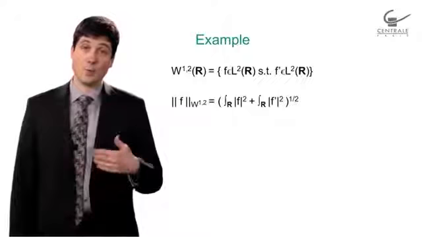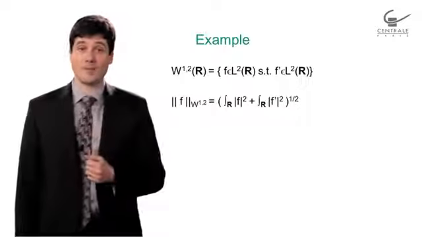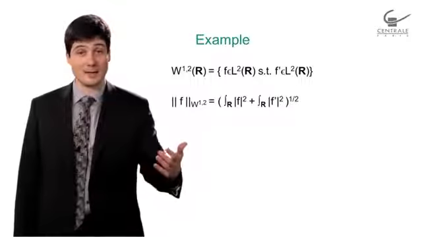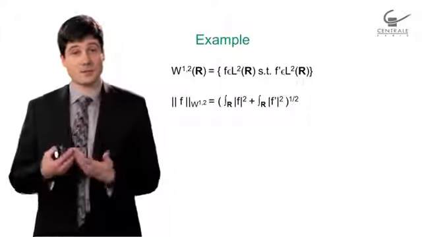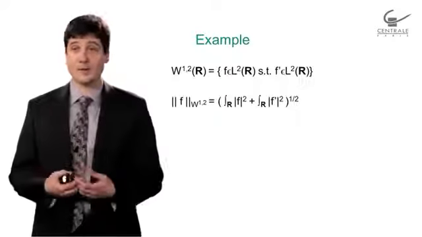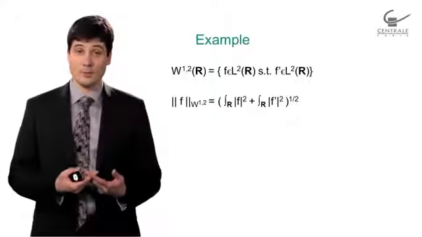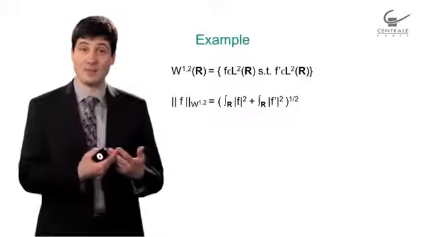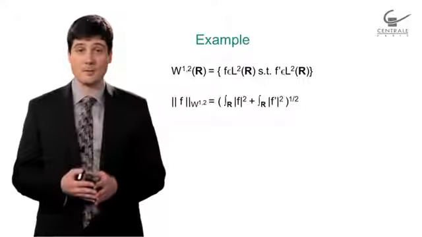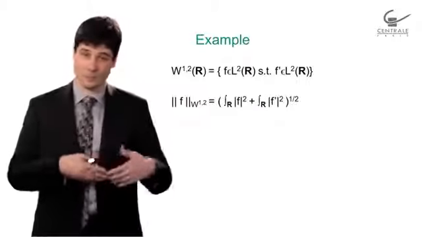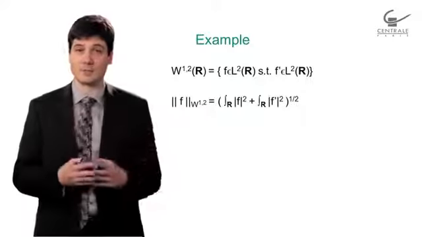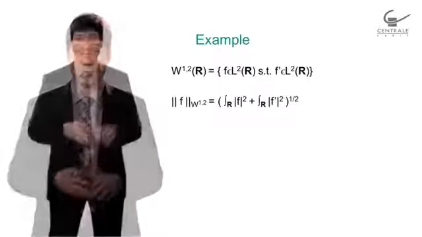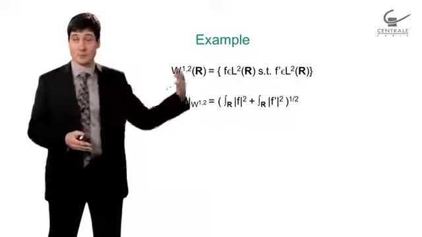If you look at W^{1,2} of R, then what you have is all of the functions f that are in L^2 of R, such that the derivative is in L^2 of R. And you can define the norm of f in W^{1,2} as the integral of the absolute value of f raised to power 2, plus the integral over R, from negative infinity to plus infinity, of the derivative of f raised to power 2, and the whole thing raised to power 1/2, so you take the square root of all of this.